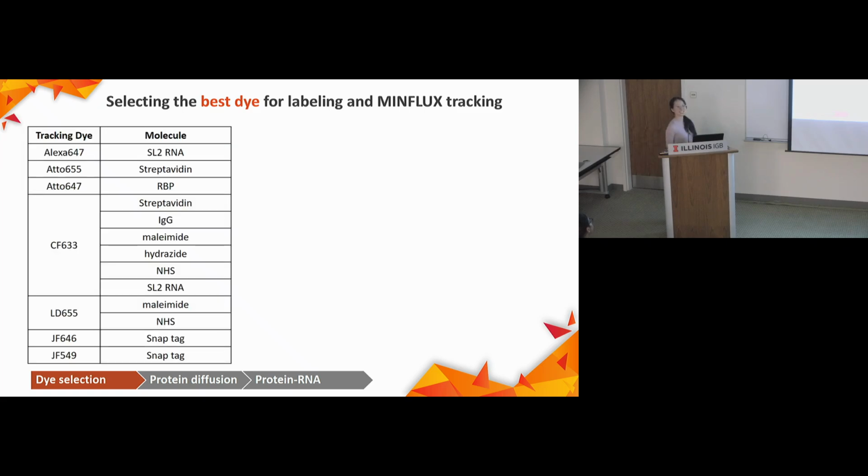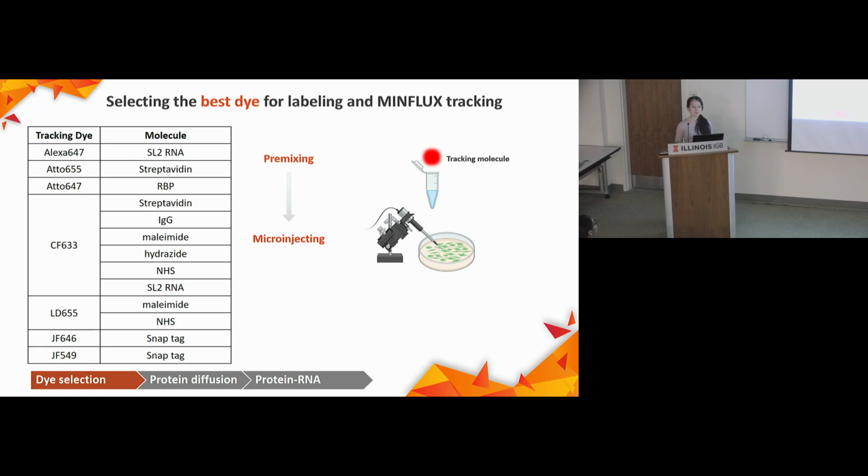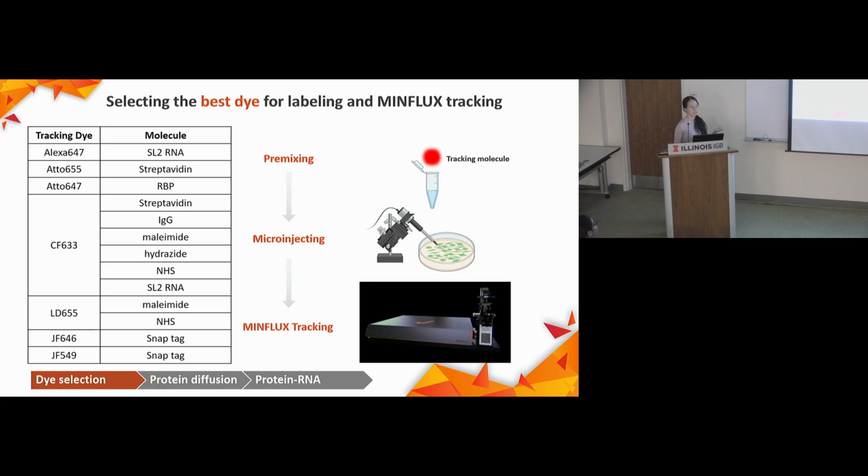So we have a list of candidates that we tried one after the other. And how we do this is we have the dye that hook up to some molecules, and thank Selvin Group for offering all those dyes. What we do is we pre-mix the dye with our tracking buffer, injection buffer, and then we use a microinjector to microinject this mixture into individual live human cells. And the cell is still alive after the injection, but the cell takes the dye. And then we bring the sample to MINFLUX for a live cell tracking.